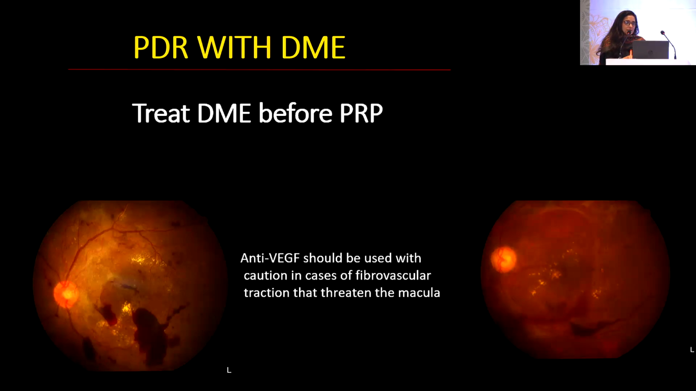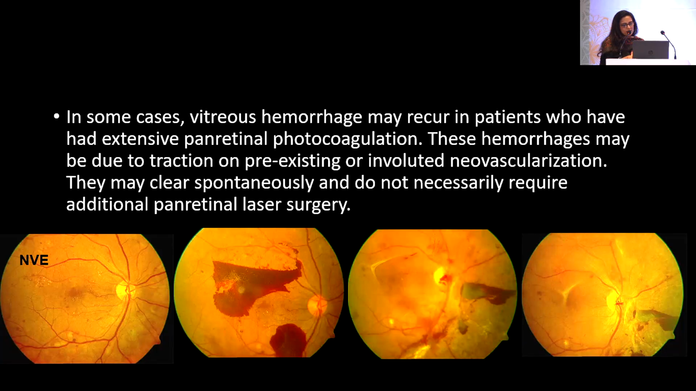Another question is that whenever there is PDR with diabetic macular edema, what should we treat first? So always treat the macular edema before doing your pan-retinal photocoagulation, because if you do photocoagulation before, then the macular edema could increase. So ideally, you should be treating the macular edema before you do your laser photocoagulation.